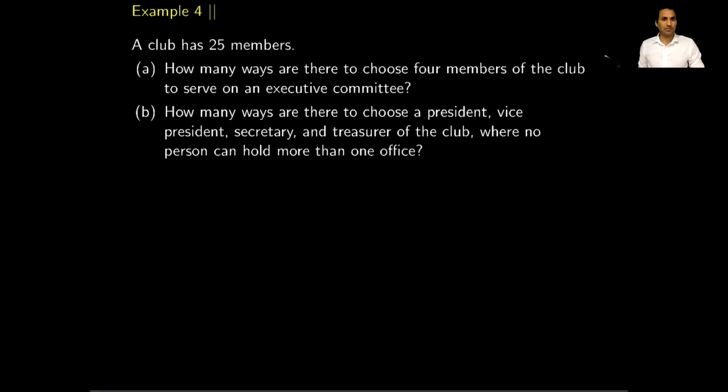Here I have example number 4. In this example, I will show you where you can use the method of combination and where you can use the method of permutation. In part A, we will use the method of combination, and we will see why we cannot use the method of combination in part B, where we will use the method of permutation.